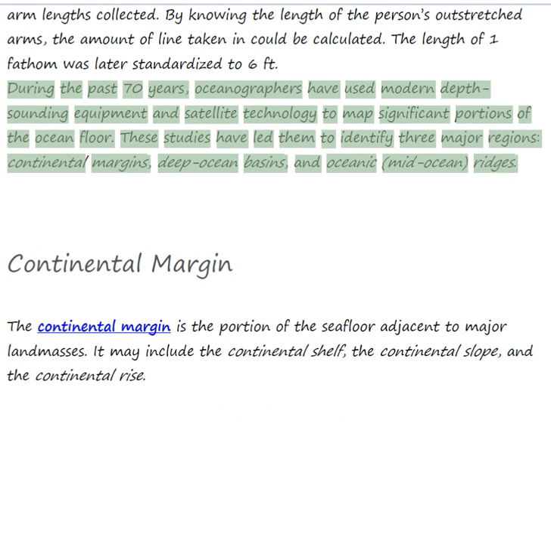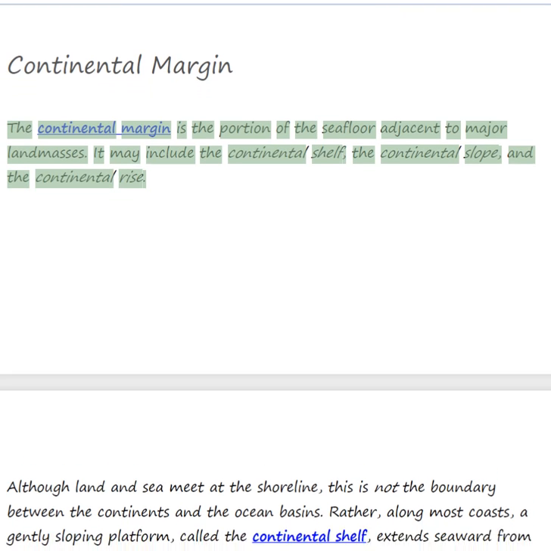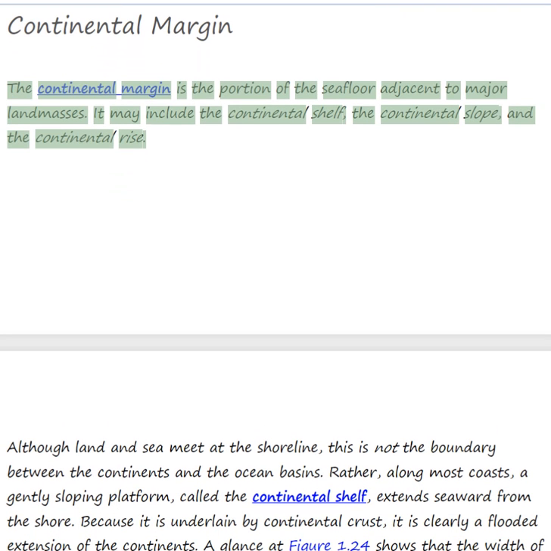During the past 70 years, oceanographers have used modern depth-sounding equipment and satellite technology to map significant portions of the ocean floor. These studies have led them to identify 3 major regions: continental margins, deep ocean basins, and oceanic ridges. Continental margin. The continental margin is the portion of the seafloor adjacent to major landmasses. It may include the continental shelf, the continental slope, and the continental rise.